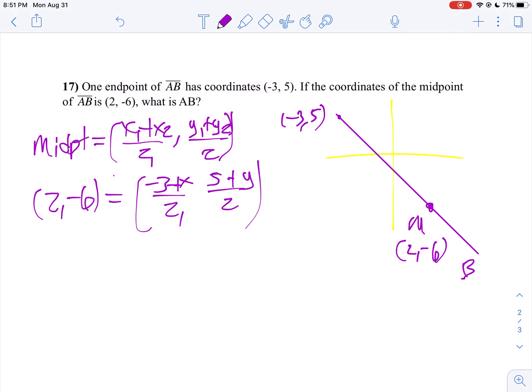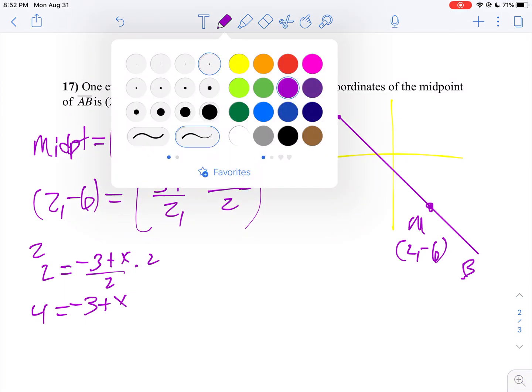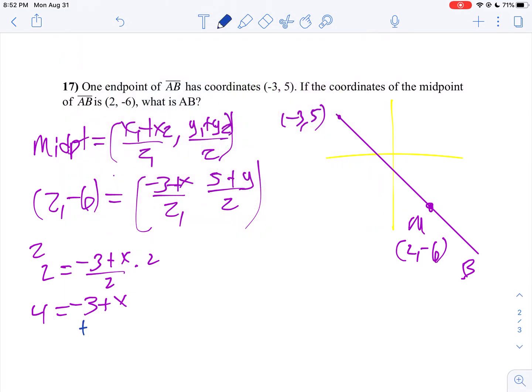Well, let's find the coordinates of B. So I'm going to say 2 equals negative 3 plus x all over 2. Let's multiply both sides by 2 to get rid of the fractions. 4 equals negative 3 plus x. We add 3 to both sides. 4 plus 3 is 7. So I know the x coordinate of B is 7.